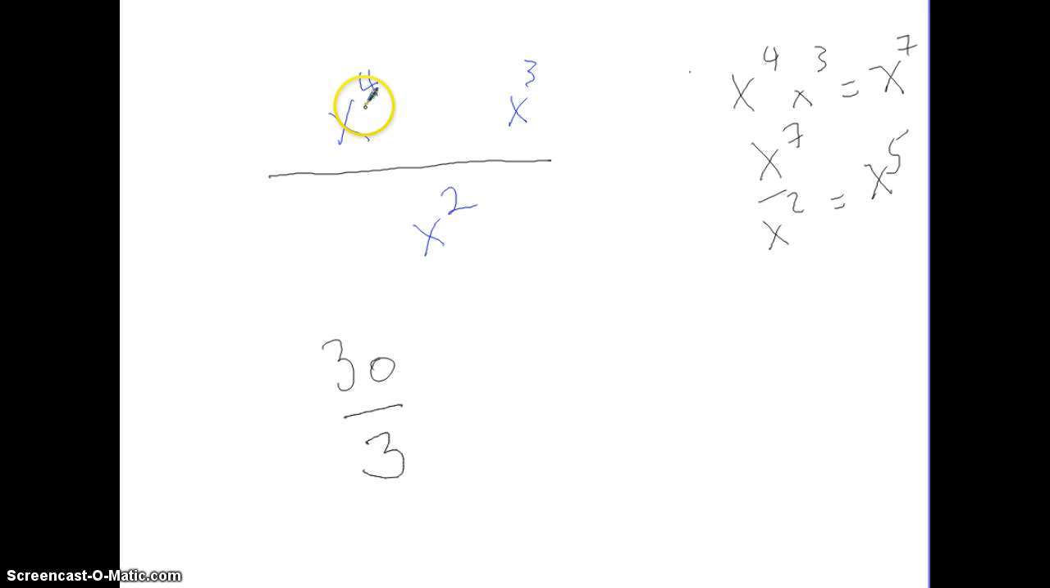As we were already talking about, x to the fourth times x to the third is x to the seventh in the first step, divided by x to the second. And in the second step, x to the seventh divided by x to the second, I subtract those exponents, I get x to the fifth. The numbers gave me this, and then the exponents gave me that, and now I might as well do 30 over 3. 30 divided by 3 is 10.